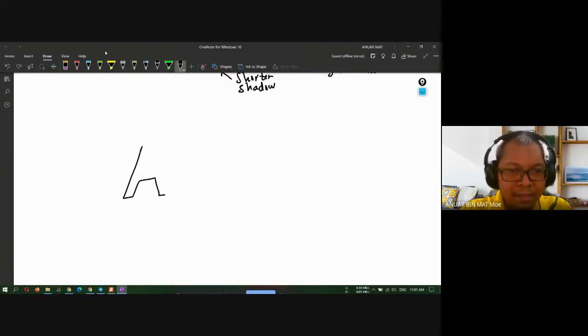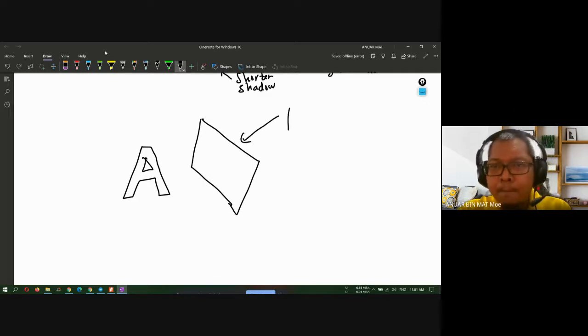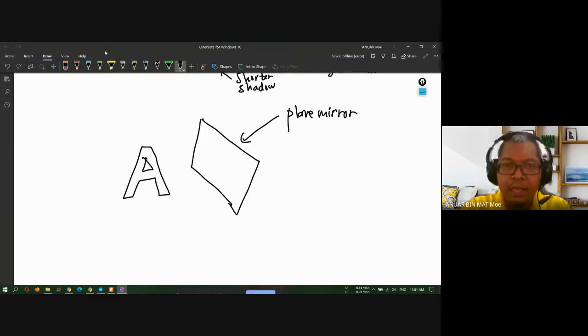Letter A. Okay, this is A. This is the real object. And then this is the plane mirror. Plane mirror, M-I-R-R-O-R. Okay, this is plane mirror. What is the image formed in the plane mirror?